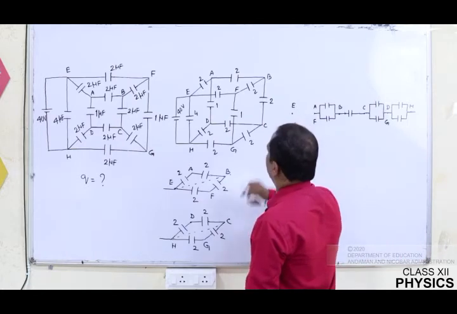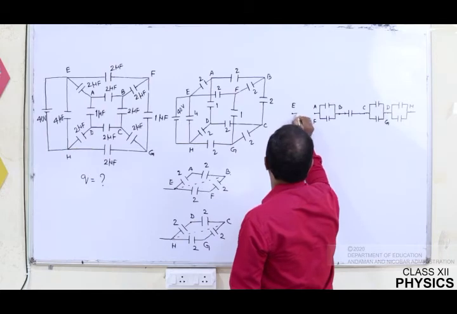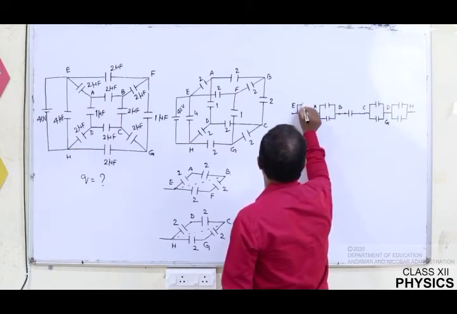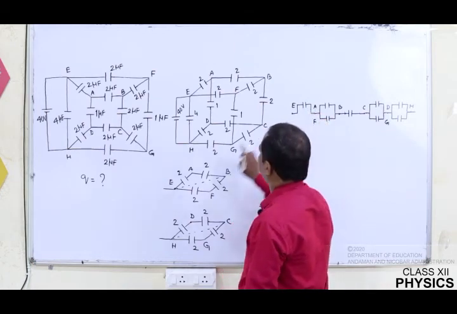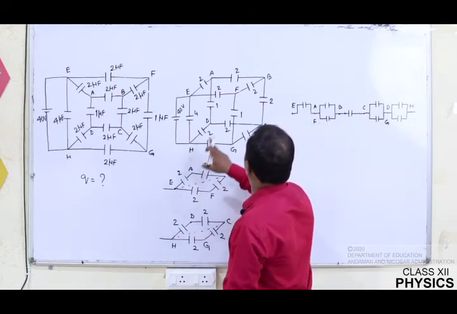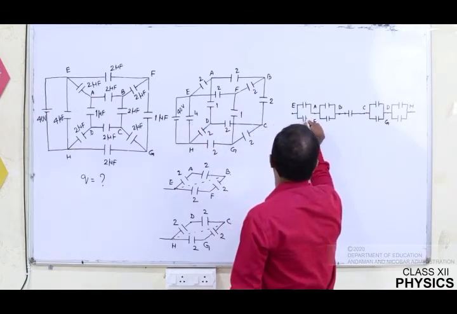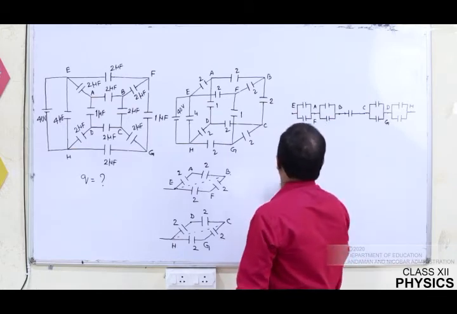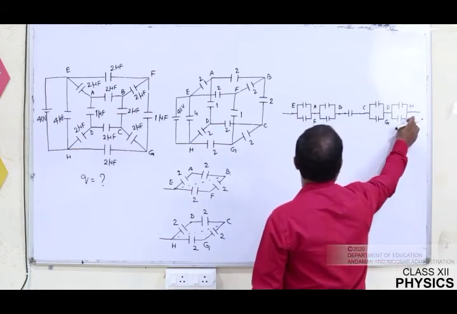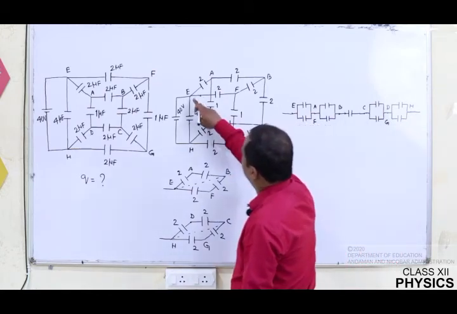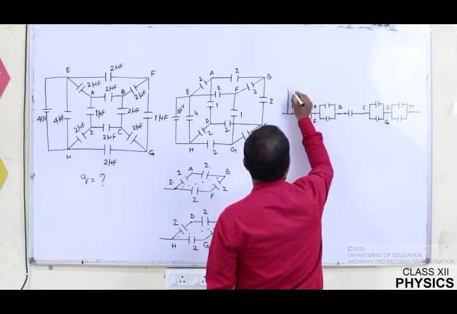How about A to E? A to E, there is one capacitor. F to E, I have one more capacitor. Then do I have anything connected across E and H? Across E and H there is a capacitor.